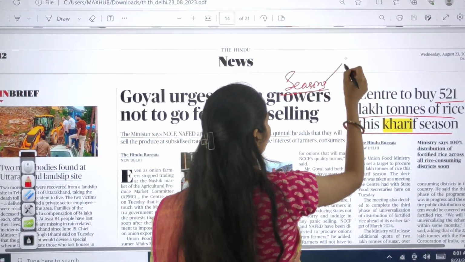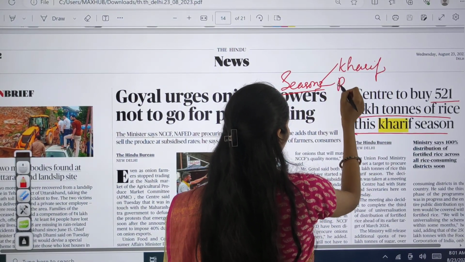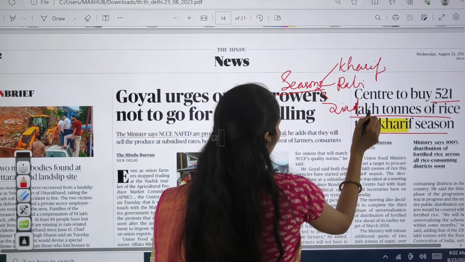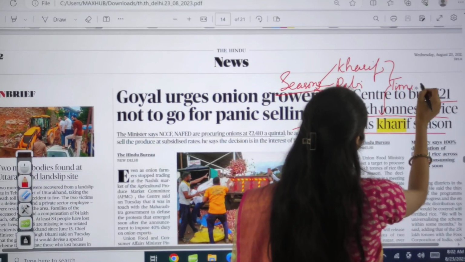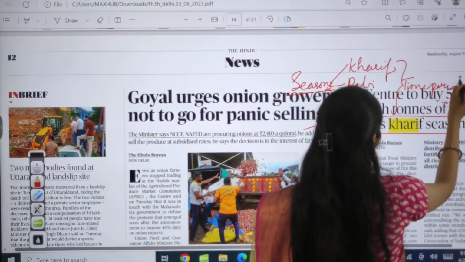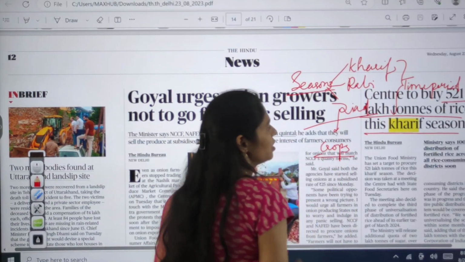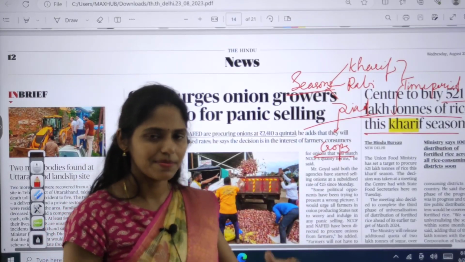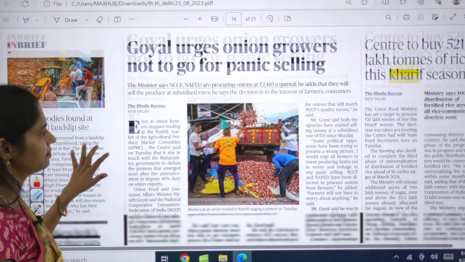So we have the Kharif season, we have the Rabi season, and we have Zaid. And you have to see what the time period is, and which crops come under which season. Already many times UPSC has asked questions regarding which crops come under which season. So that is very important and this is your homework.